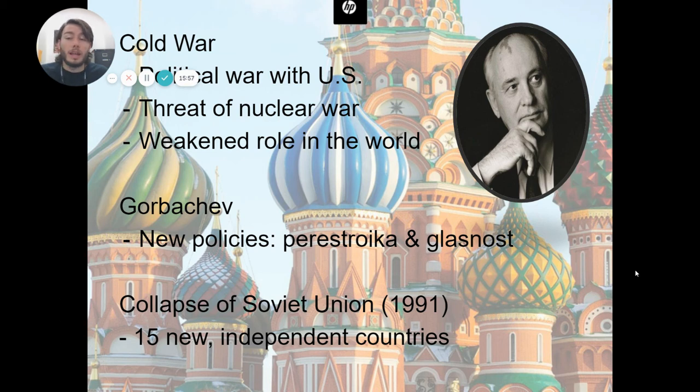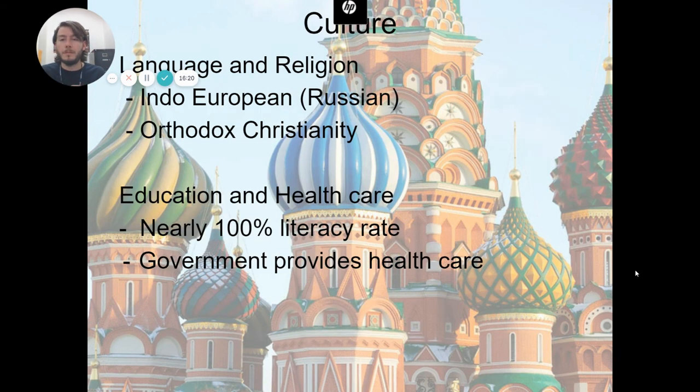And when the Soviet Union collapsed in 1991, it broke up into 15 new independent countries. The Soviet Union was huge, and when it collapsed, all those areas became their own countries, 15 new countries. One of those 15 new countries was Russia. Okay, so yeah, 15 new independent countries.